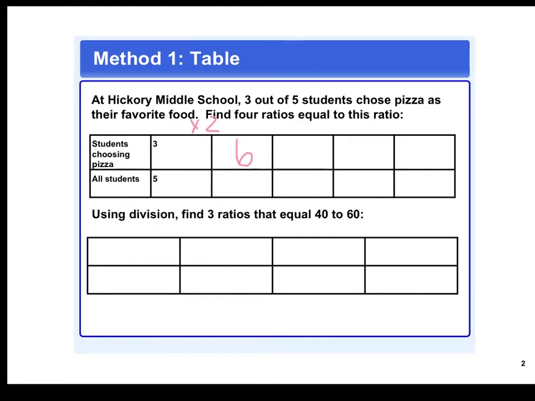to get 6 for the number of students choosing pizza. Well, if I have 6 of the students that chose pizza, then my total number of students should also be found by multiplying by 2, and that would tell us that we have 10.